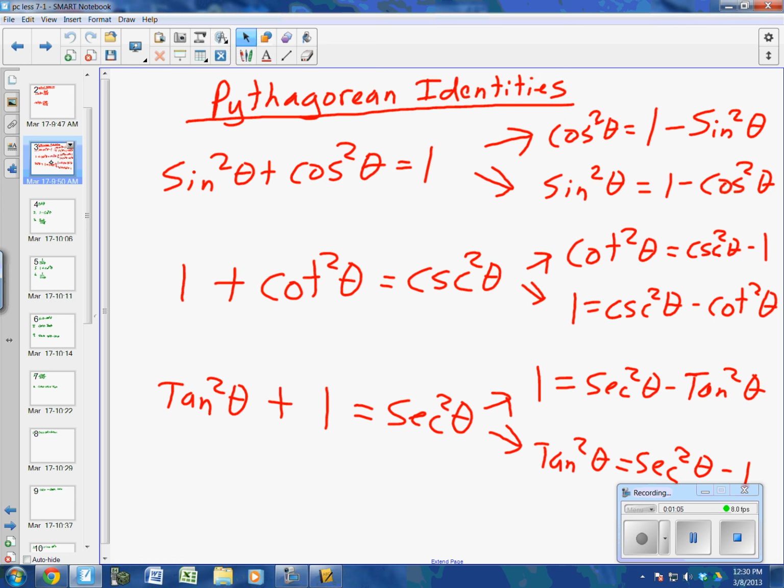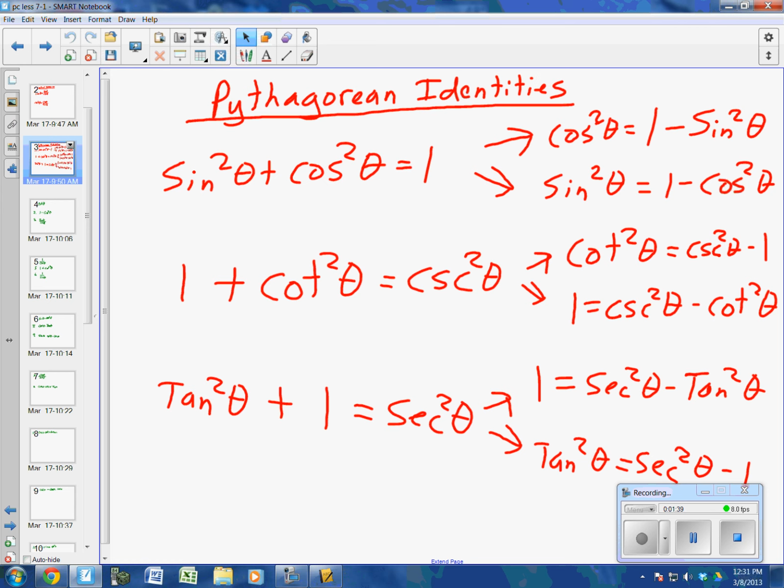And then we learned the Pythagorean identities. The three on the left are the three main ones. You need to know those really well. But on this one you can solve for cosine squared or sine squared, and you get those two different identities. And then 1 plus cotangent squared of theta, you can solve it for cotangent squared or for 1 and get those two different identities. And then the bottom one, you can get those two different identities, okay?